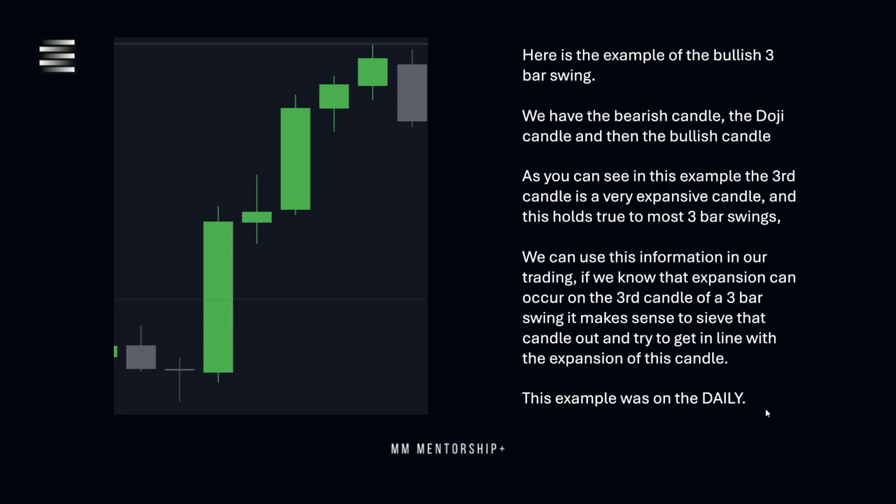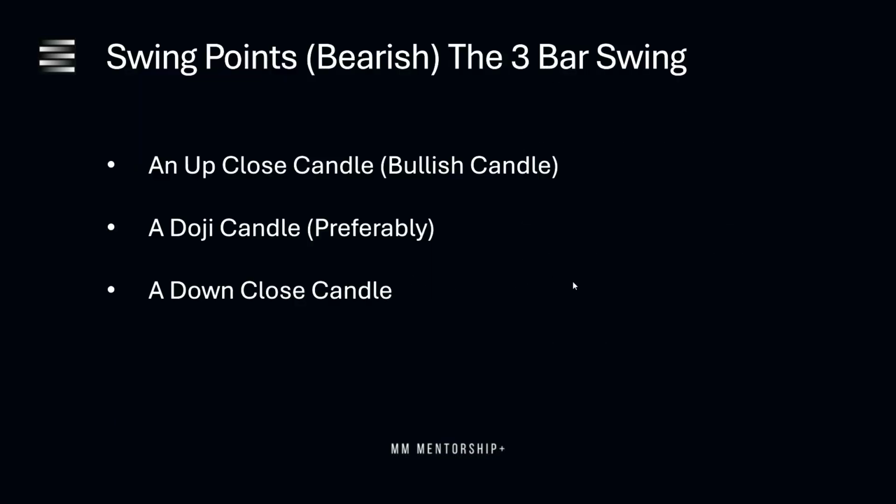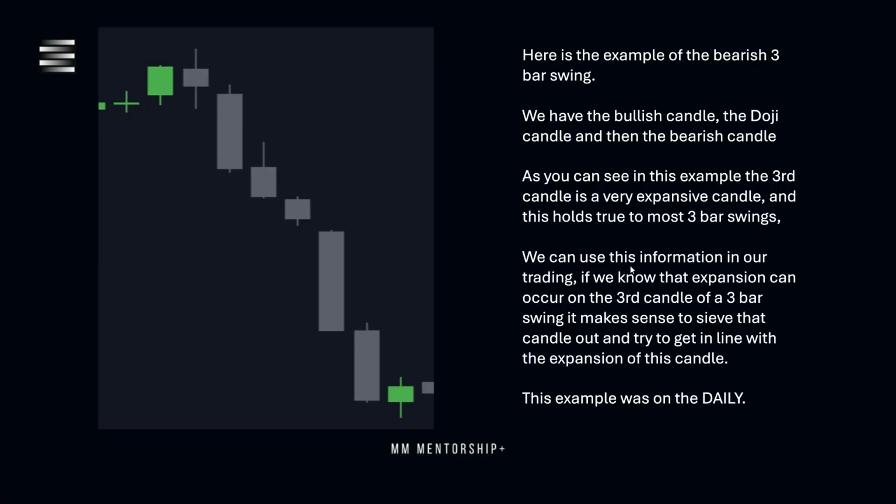So this example is obviously on the daily, but it can be on the 4-hour, it can be on the 5-minute. So swing points for a bearish example is an up close candle, a bullish candle, and a doji candle, and a down close candle, right? So here we see an up close candle, not exactly a doji, but you know, not everything is clean cut, right? And then 3rd candle expansion, and then we continue down. So the same thing here, right? You can get in line with this, yeah?